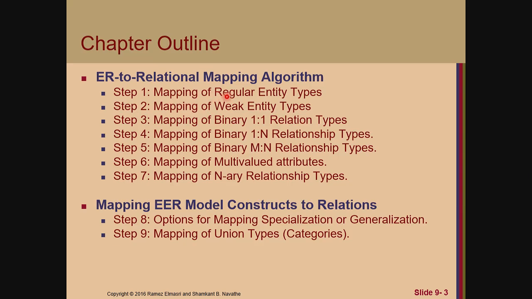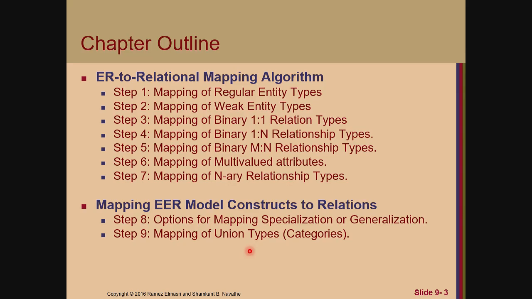like mapping regular entity to relation, weak entity, one-to-one, one-to-many, many-to-many to the table, and multi-value attributes. Yeah, it is a very important one. And n-ary relationship type. And also, if you have specialization, generalization, this slide will show you how to transform them to the relational table, and also the union type.